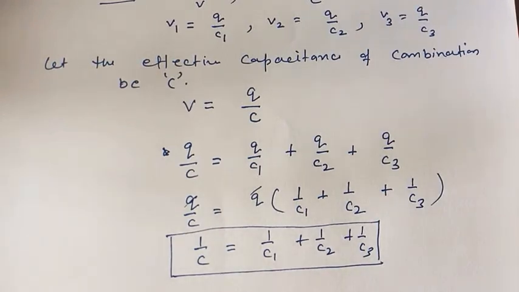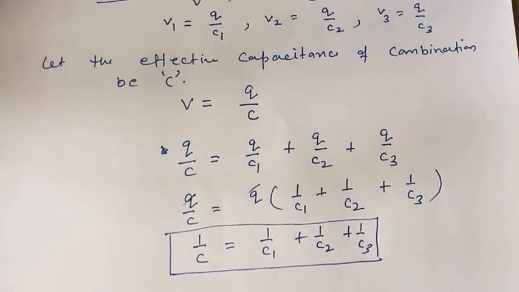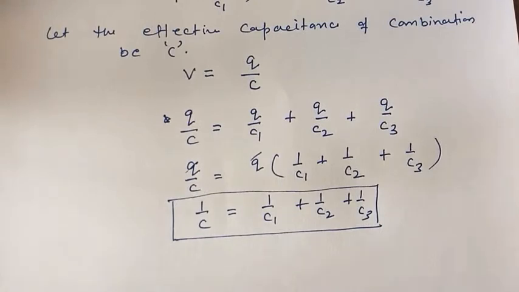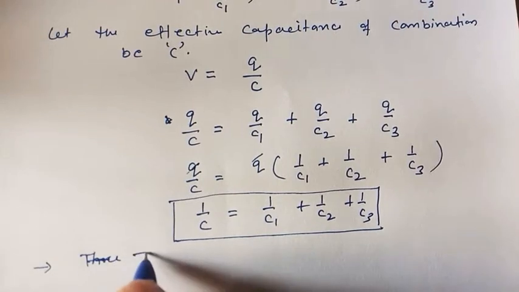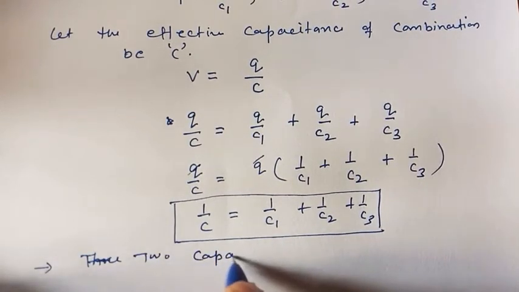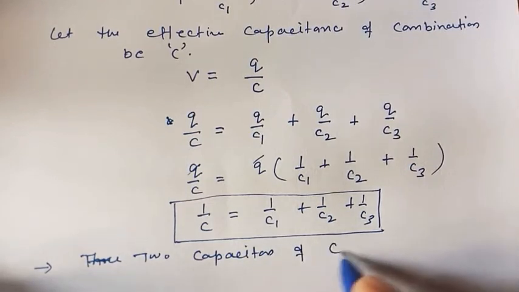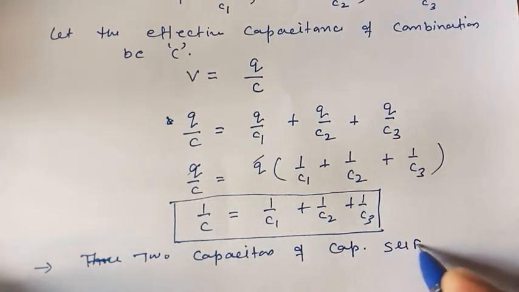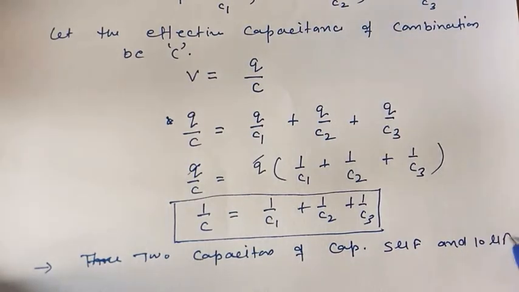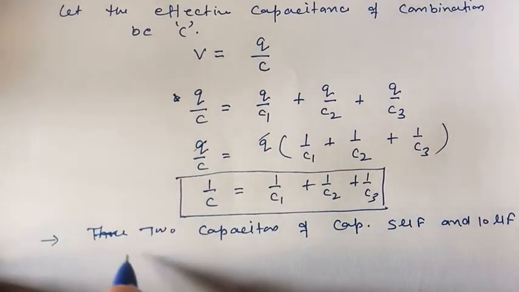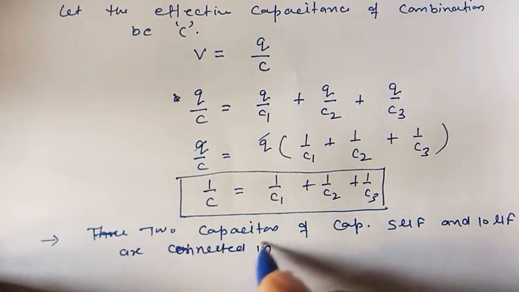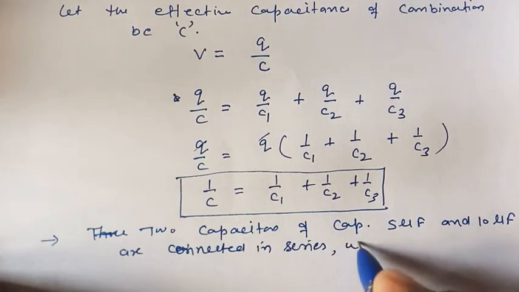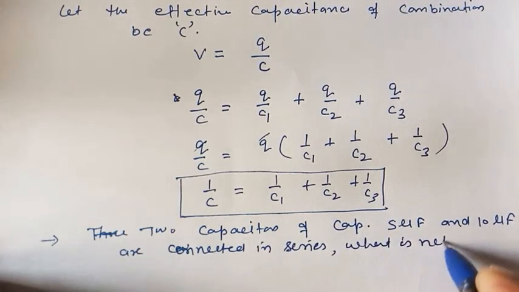So this is the net capacitance when you are grouping the capacitors in series. Now you can take the example. Suppose we are having 2 capacitors of capacitance 5 microfarad and 10 microfarad, connected in series. What is the net capacitance?